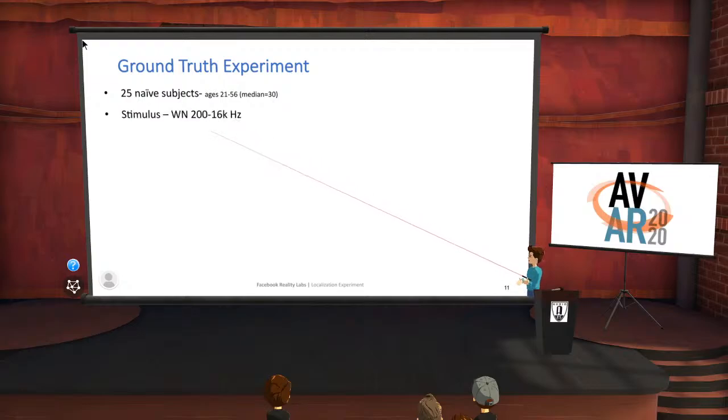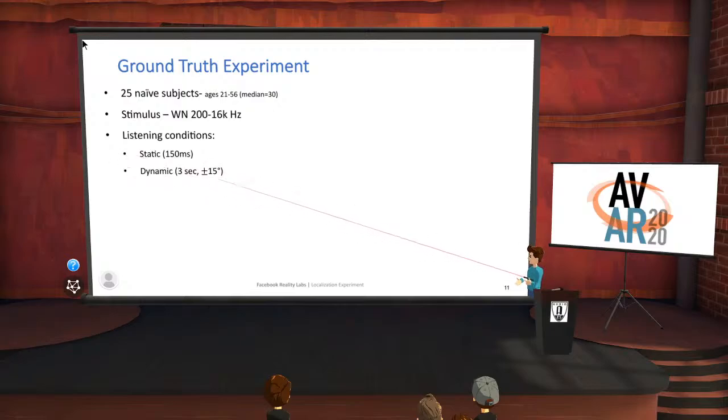The sound stimulus is a white noise between 200 hertz and 16 kilohertz. And we have two listening conditions. The first one is with a static listener, a short stimulus of 150 milliseconds. And the idea is that this is more for a comparison to previous literature, most of which have results of a similar static condition.